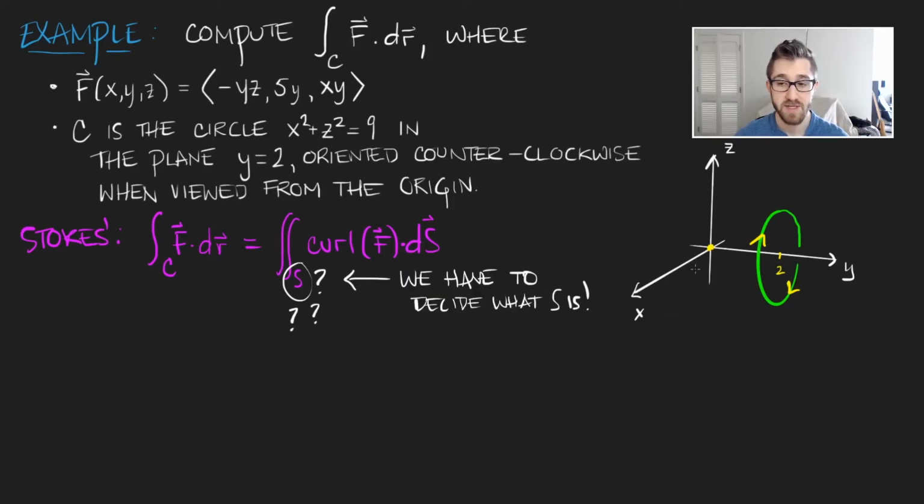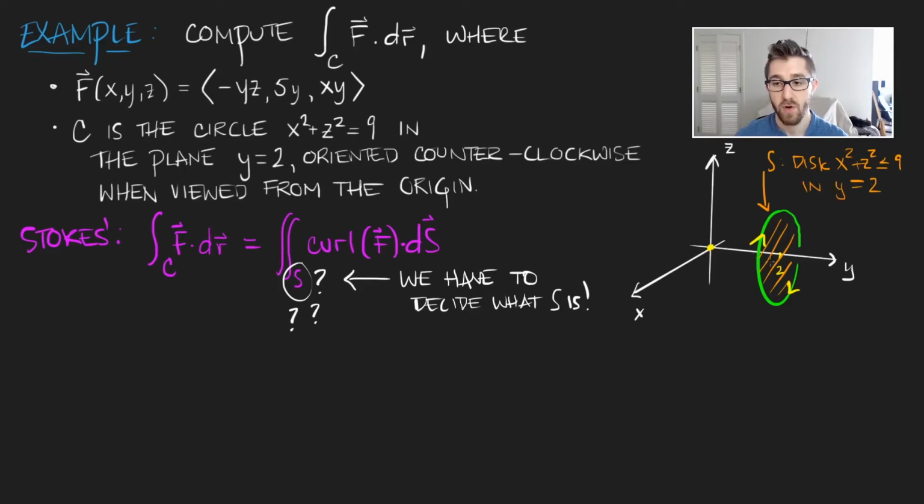So we can pick any surface whose boundary curve is this green curve. And there's infinitely many of those. Probably the simplest one will be to let S be the disk that lies in this plane y equals 2. So it'll be the disk of radius 3 in the plane y equals 2.